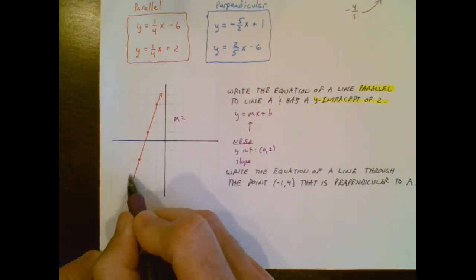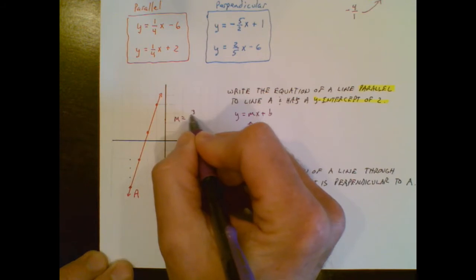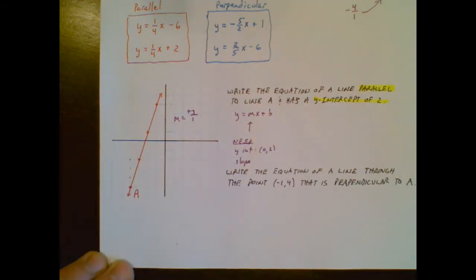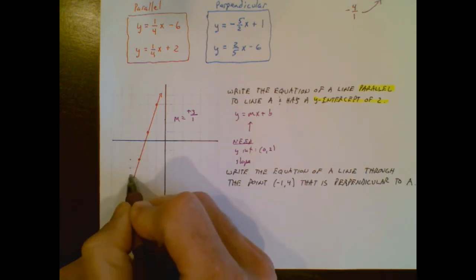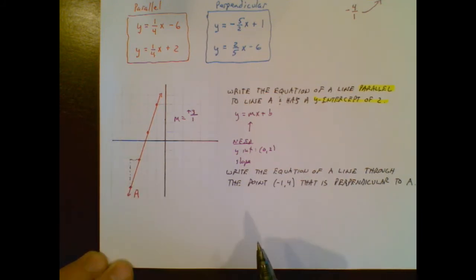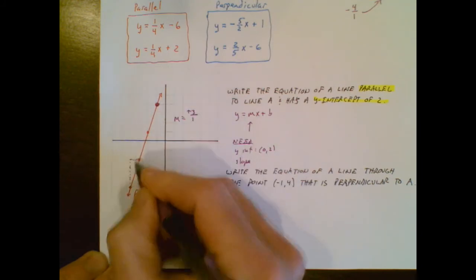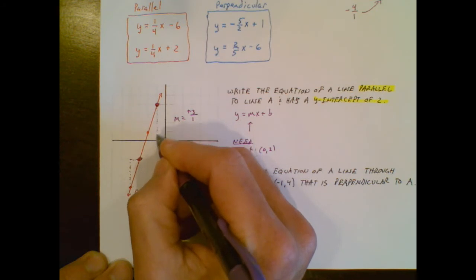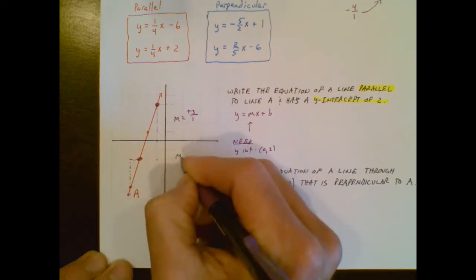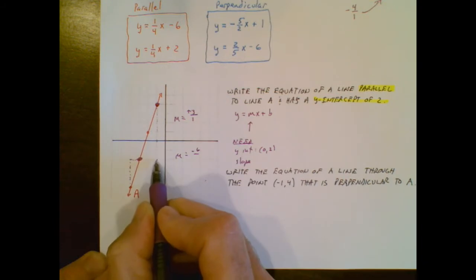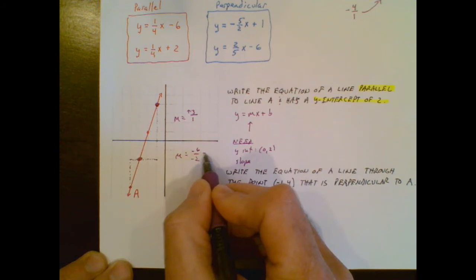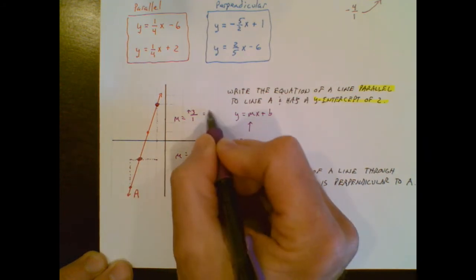I go up 1, 2, 3. So my rise is positive 3. My run is to the right 1, so it's a positive 1. Rise 3, run positive 1. Keep in mind, if you had chosen this point and this point, you would have done a rise of negative 1, 2, 3, 4, 5, 6, and then a run to the left, or negative 2. But negative 6 over negative 2 is 3, just like 3 over 1 is 3.